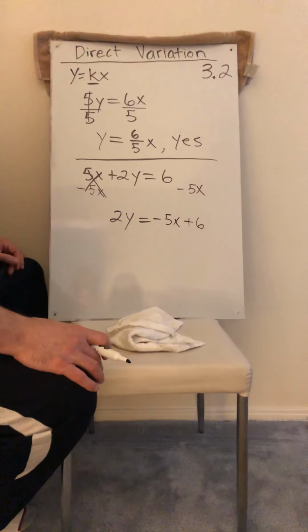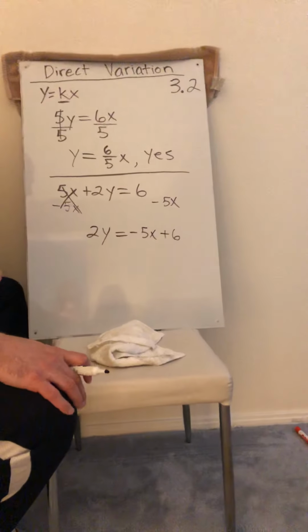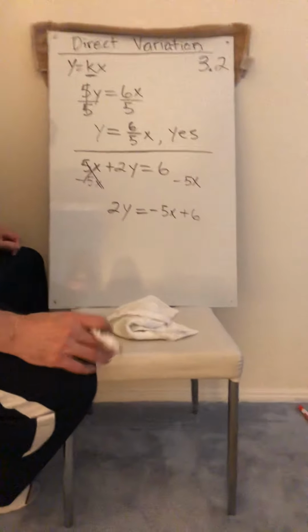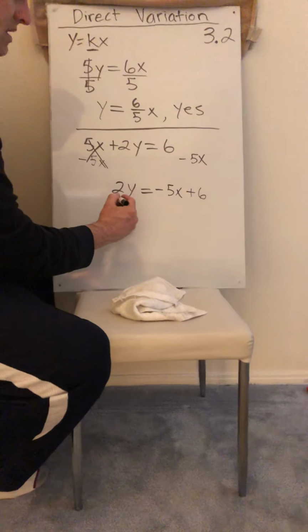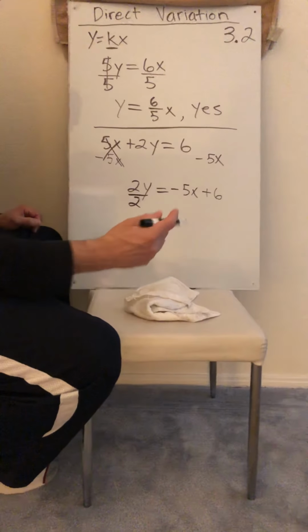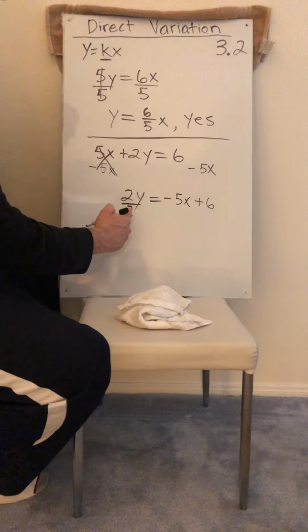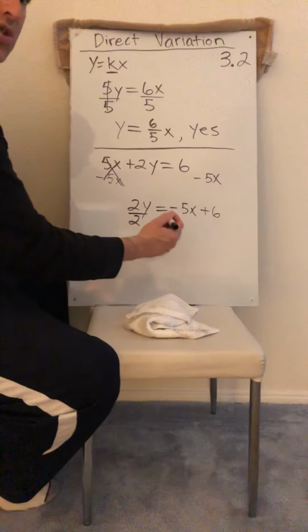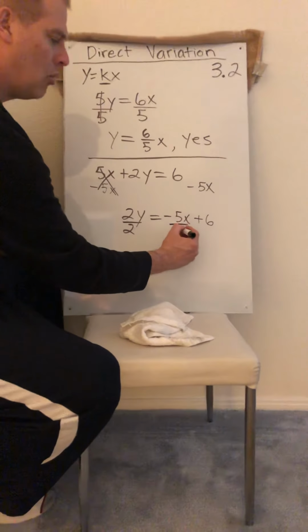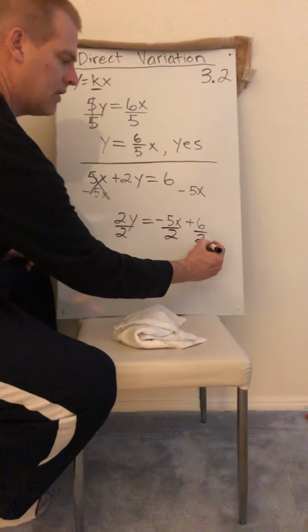Next step is to get rid of the number in front of y. How do we do that? Well, again, the opposite of multiplication is division. So we're going to divide by 2. Well, I have to divide by 2 on this side. Well, I have to do it on this side. But we have to be careful. We have to make sure that we divide by 2 on both of them, not just one of them.